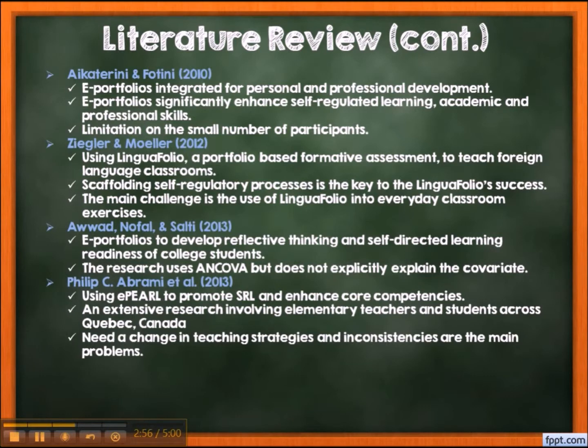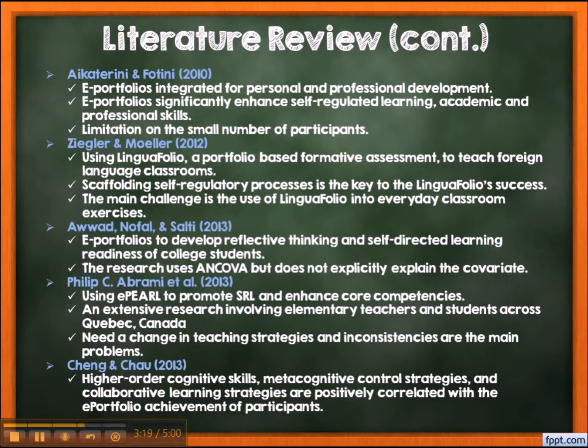The next one is Philip C. Abrami. Similar to Meyer, they use ePEARL to promote self-regulated learning and enhance core competencies. An extensive research involving elementary teachers and students across Quebec, Canada. However, a need for change in teaching strategies and inconsistencies are the main problems.